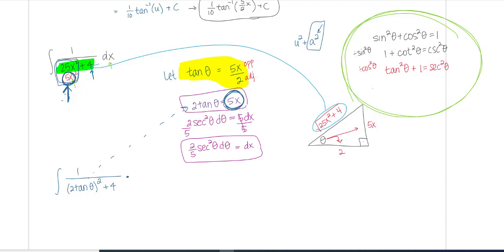And then I have to substitute in my dx. And my dx I found here, so that's 2/5 secant squared theta d theta. And now this should simplify really nicely and hopefully relatively quickly. I can definitely pull the 2/5 as a constant coefficient out front. If I square 2 tangent theta, I do get 4 tangent squared theta. And I still have that secant squared theta d theta on the end.